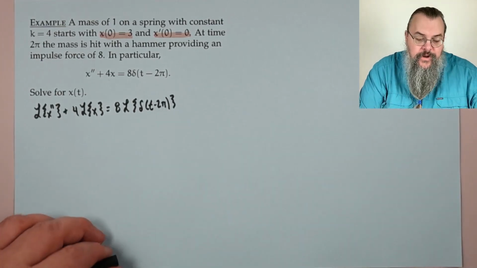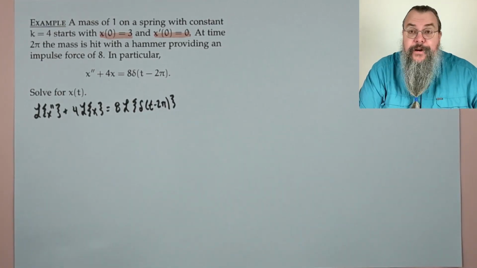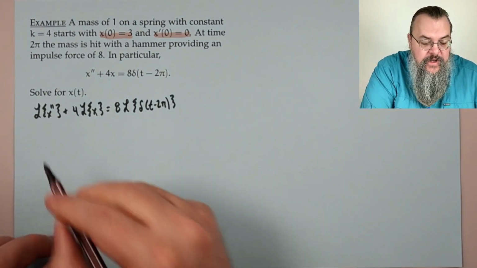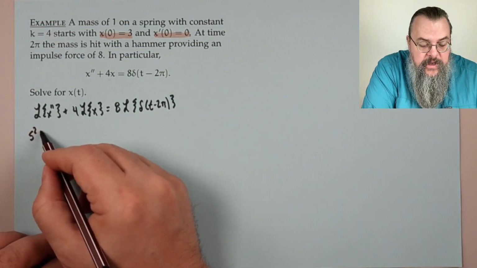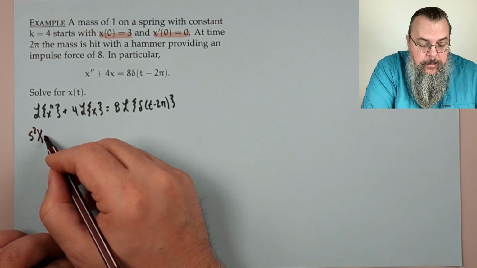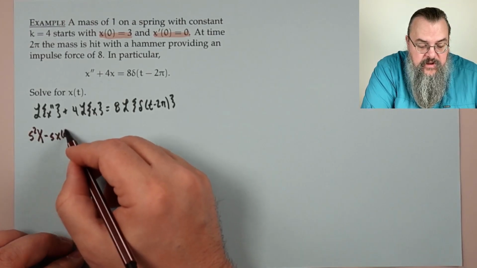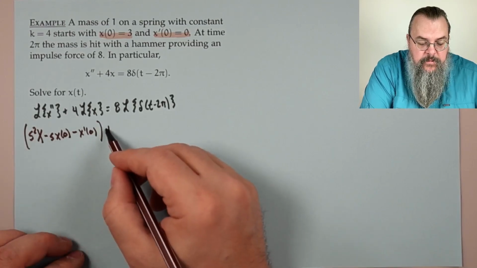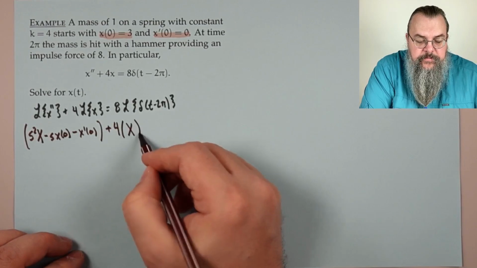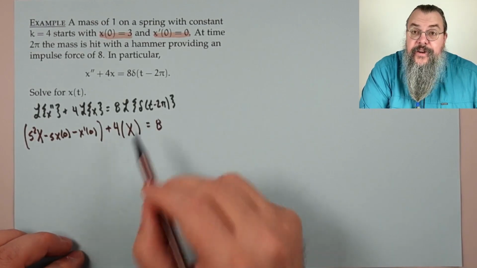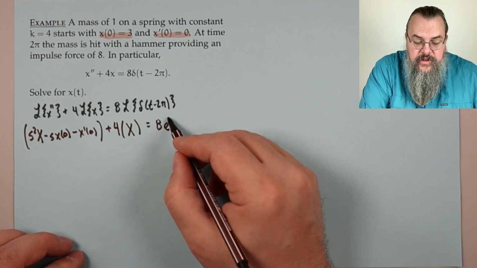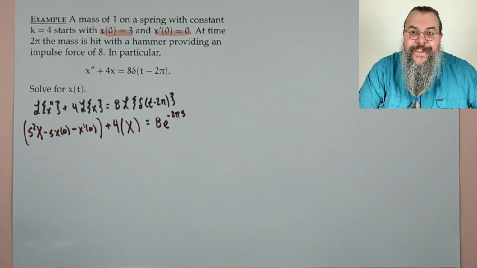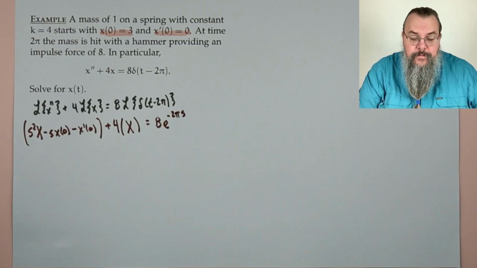All right. Well, now we apply our rules. And so we have that the Laplace transform of x double prime will become s squared X minus s x(0) minus x prime(0). Okay, that's the first part. Plus 4X equals 8. And the delta is just exponential, nothing else but exponential, e to the minus 2 pi s.